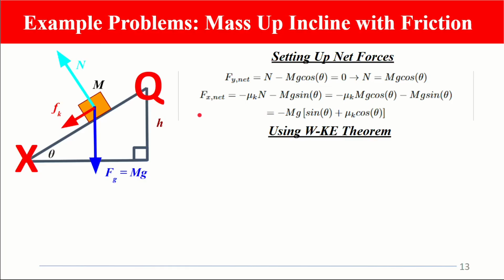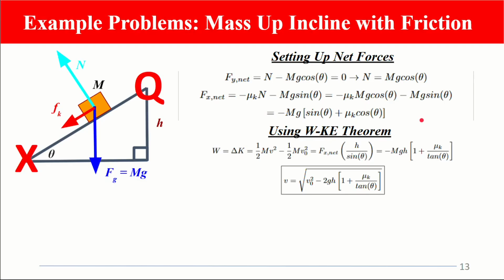And then we can also use the work kinetic energy theorem to figure out the speed. So let's take a look here. We have the work is equal to the change in kinetic energy, so our final kinetic energy minus our initial kinetic energy, and that is going to be equal to our force dotted with our displacement. In this case, we're dealing with a mass moving up the incline like this, and you also have a distance that you're going to go along the incline. So from here up to here, that is going to turn out to be h over the sine of theta.